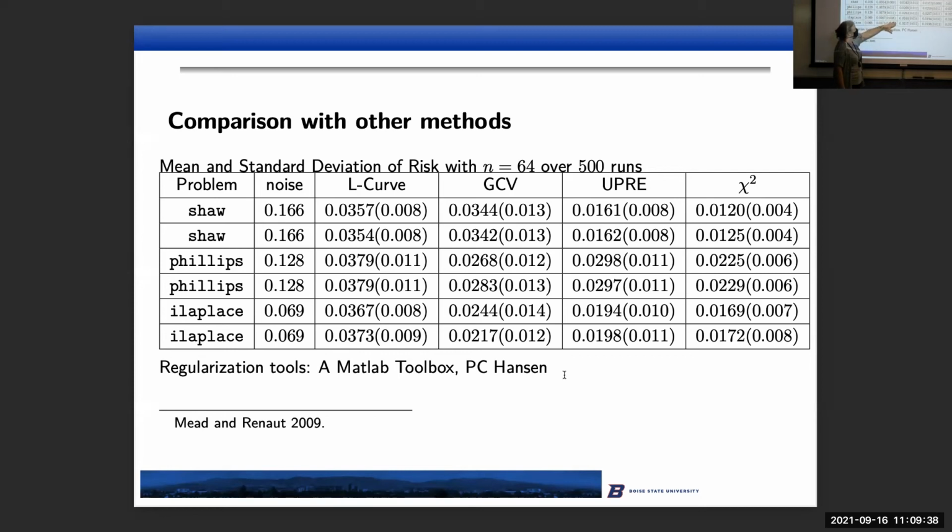I'm not going to go too much into describing these methods. I think most people have heard of generalized cross-validation, and UPRE is minimizing risk. So it was almost surprising that chi-squared did better at UPRE's own game, in a weird way. Over 500 runs, we also had a standard deviation, and it was so small with the chi-square method, which probably has a lot to do with the algorithm we developed in this paper.